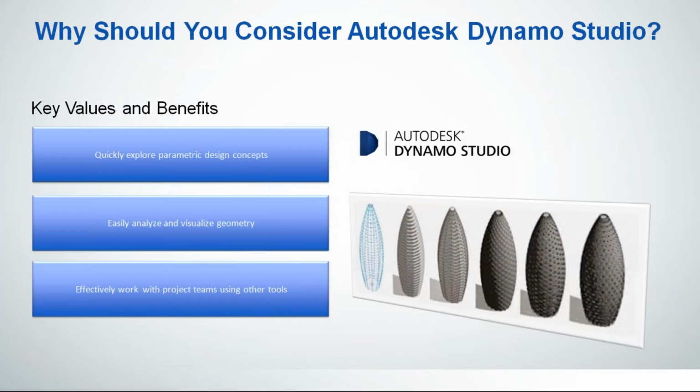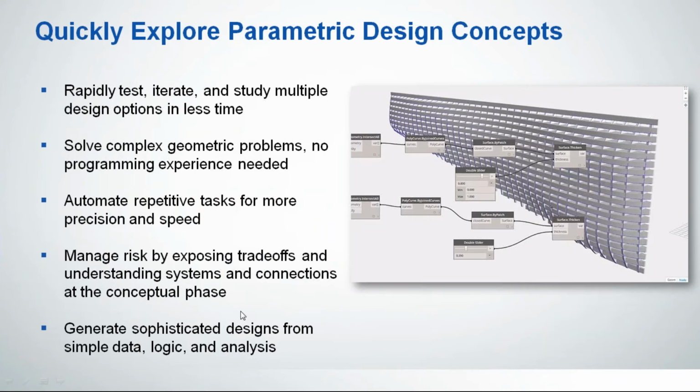Why should you consider Autodesk Studio? Key values and benefits: quickly explore the parametric design. The model whatever we created is nothing but a parametric model. At any time you can modify the parameter values of radius or diameter, one-to-one gap, and depending on that value you can control the other model elements, easily analyze and visualize, and effectively work with the project team and other tools.